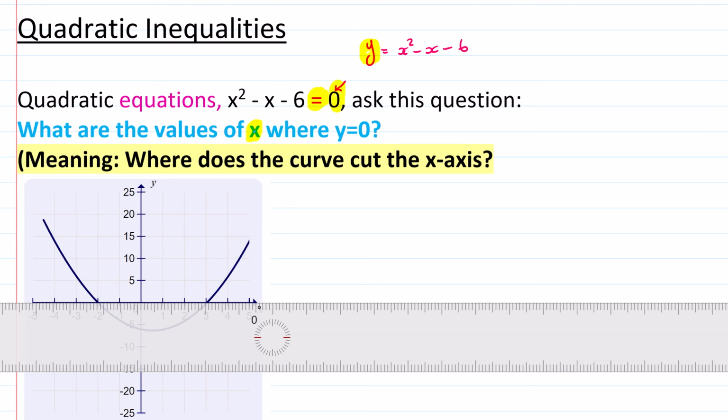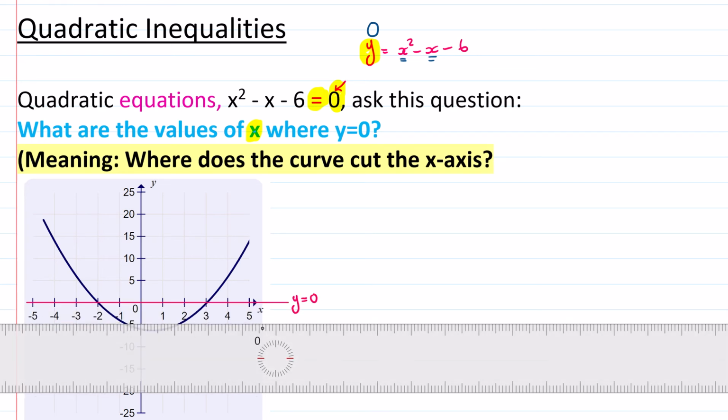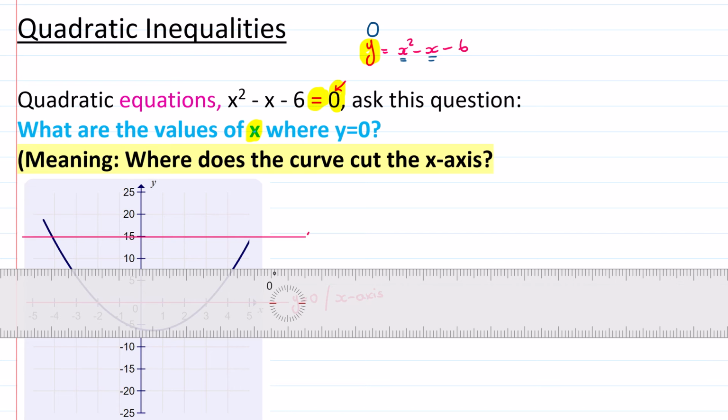So when we say that the equation equals 0, we are trying to find the values of x where y equals 0. And of course, y equals 0 is that line there. It is also the x-axis. Remember, the horizontal lines are y equals lines. So for example, this line here is the line y equals 15. Every point, every coordinate on this line has a y coordinate of 15 regardless of the x value.